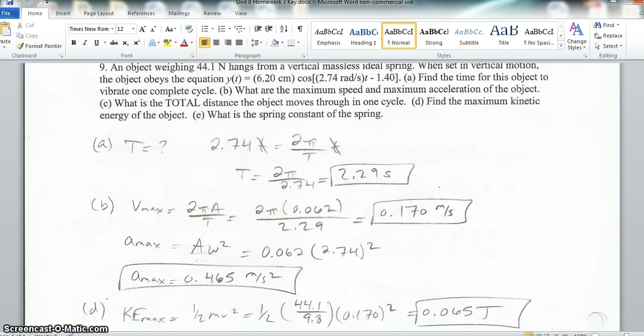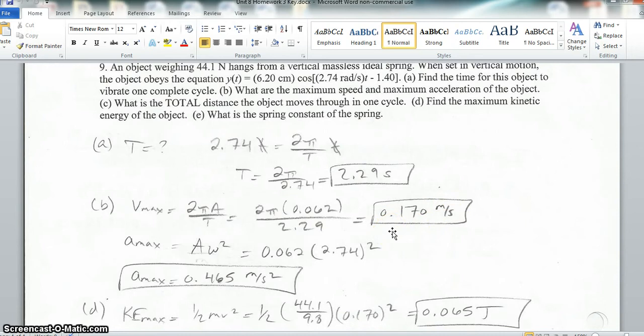Once we have the period, finding the maximum velocity is pretty easy, because if I take advantage of the equation we've seen before where we do 2 pi times the amplitude divided by the period here, the amplitude is the 6.2 centimeters, so notice I converted that to meters, right? And then the period I just found to be 2.29 seconds, so I've got 0.170 meters per second.